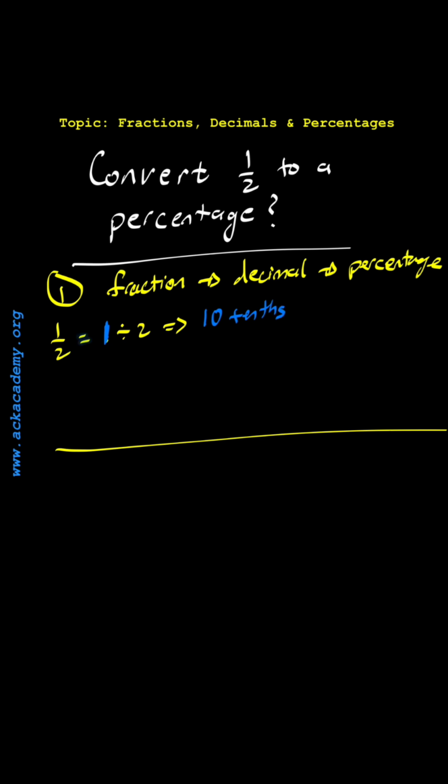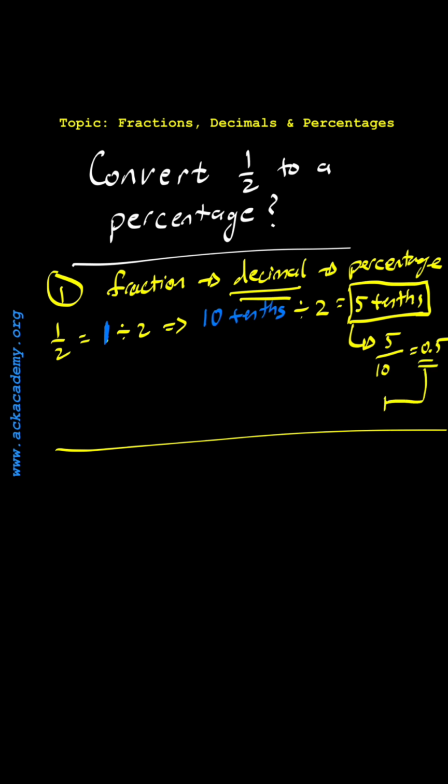And now we can divide that by 2. And what do we get from that? We get 5/10. Okay. And now what does 5/10 mean? 5/10 means 5 over 10, or 0.5. So now we have the decimal value.